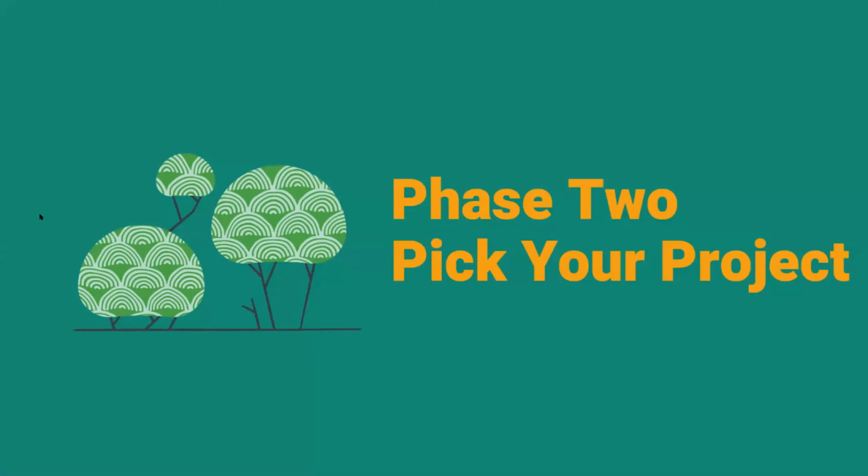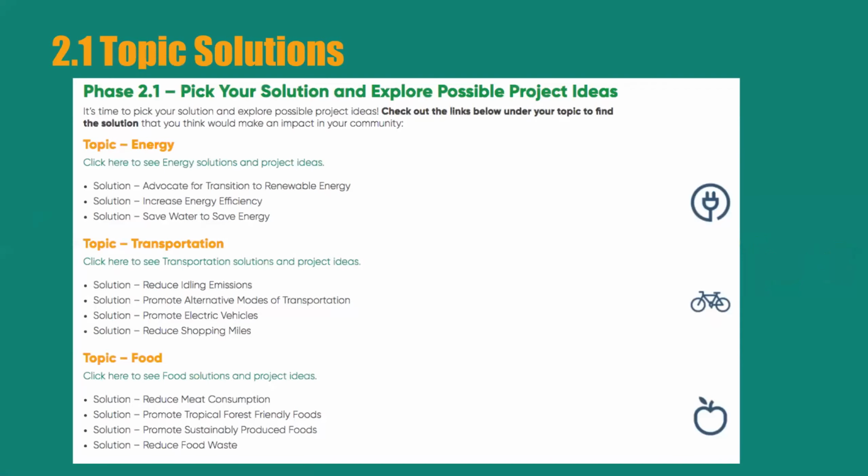Okay, here we are in phase two, pick your project. In phase two, your teams are going to get a chance to explore potential solutions and related projects, and they'll learn about different campaign types, and they'll reach out to a local expert to learn what projects would have the biggest impact where they live. To start off, though, your teams should check out some of the solutions and project ideas that we provided for their topic. But since Malcolm picked food as the topic for us today, let's check out some of the food-related climate solutions that are listed in the guidebook.